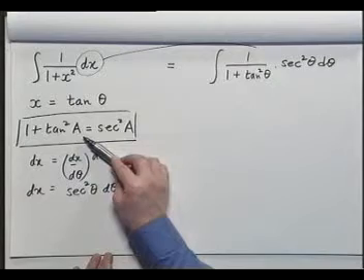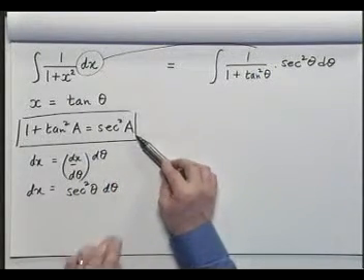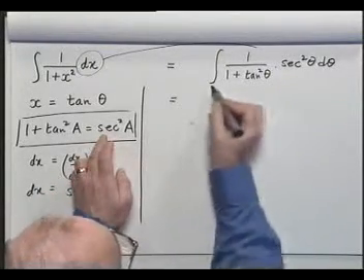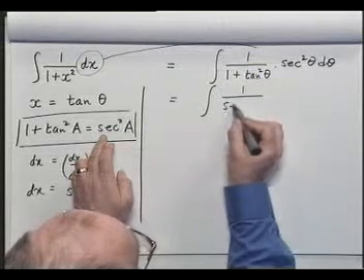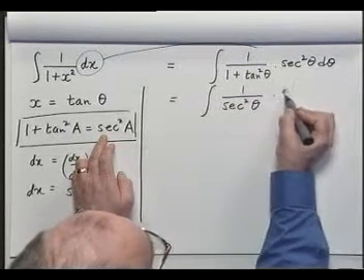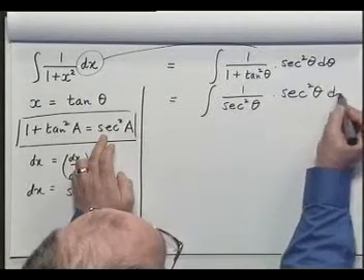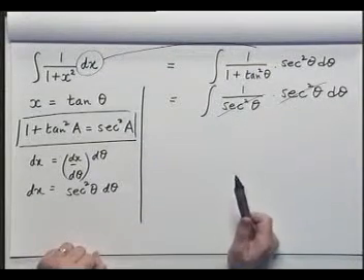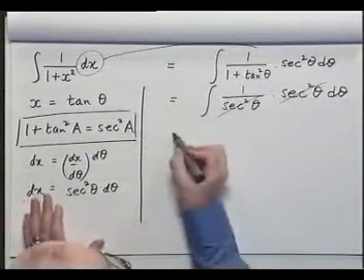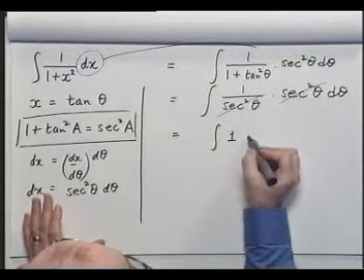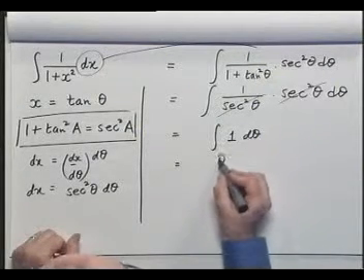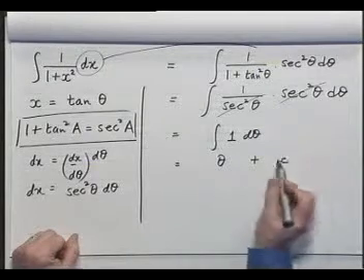At this stage, I'm going to use the trigonometric identity, which says that 1 plus tan squared of an angle is equal to the secant squared of the angle. So in other words, all this quantity down here is just the secant squared of theta. And this is very nice now because this term here will cancel out with this term down in the denominator, and we're left purely with the integral of 1 with respect to theta. Very simple to finish. The integral of 1 with respect to theta is just theta plus a constant of integration.